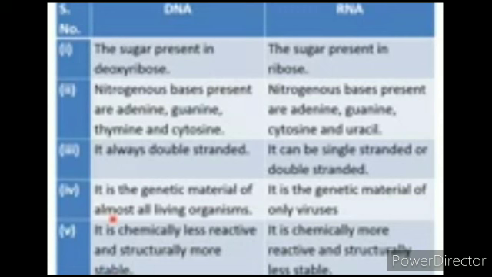DNA is only one type. RNAs are of two types, mainly genetic and non-genetic RNAs. Genetic RNA is present in viruses. Non-genetic RNAs are divided into three types: mRNA, messenger RNA, tRNA, transfer RNA, and rRNA, ribosomal RNA.